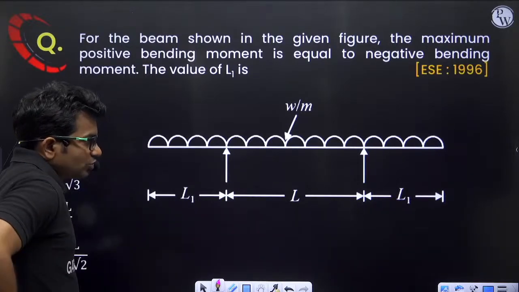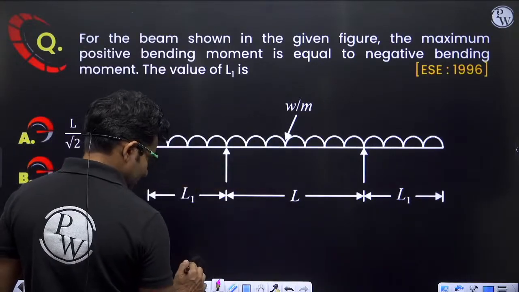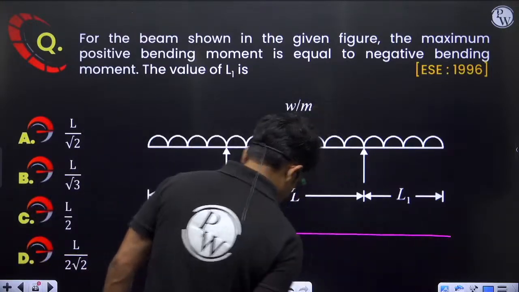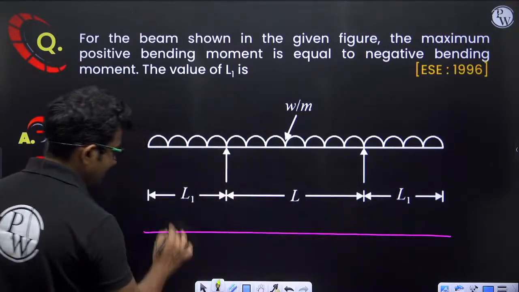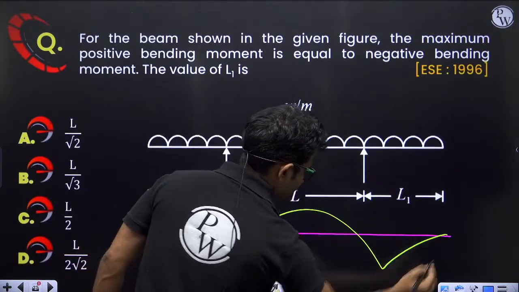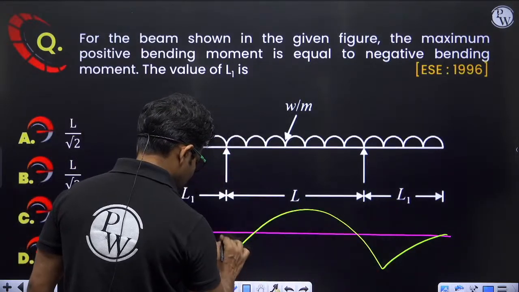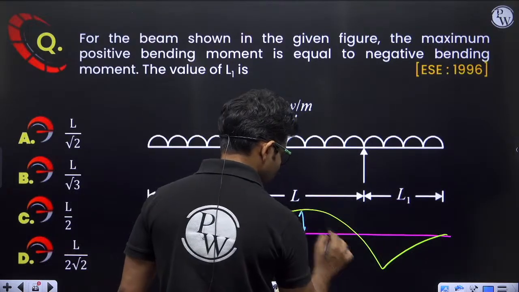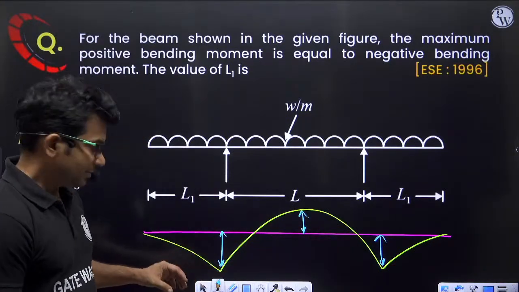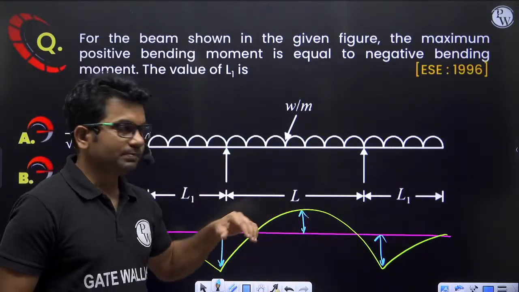So here the maximum negative bending moment should be equal to the maximum positive bending moment. The shape of the bending moment diagram will be something like this. Here we have a value, here we have a value, here we have some value. So at these three locations some value is there. Because of symmetry, this value and this value are both equal, and this value might be different.